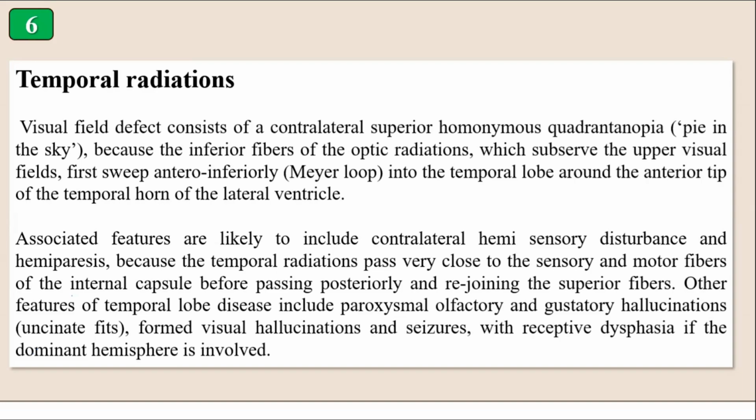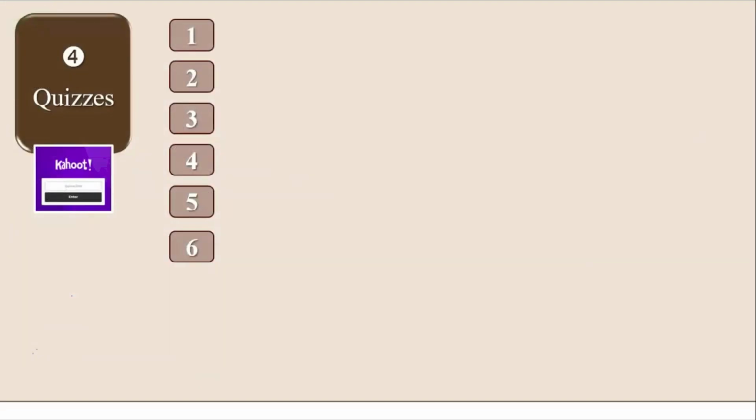Other features of temporal lobe disease include paroxysmal olfactory and gustatory hallucinations, uncinate fits, formed visual hallucinations, and seizures, with receptive dysphasia if the dominant hemisphere is involved. Thank you so much. So you see, receptive dysphasia if the dominant hemisphere is involved. Most of the time it is the left because most of us are right-handed.